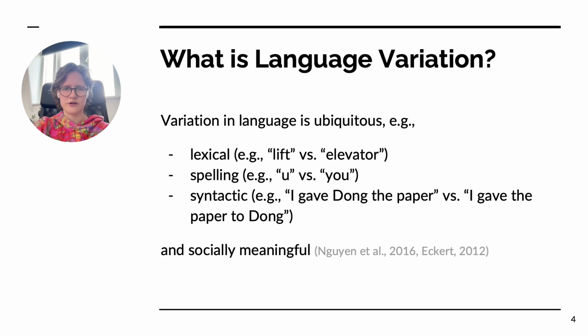Now first, what is language variation? Well, variation in language is ubiquitous. For example, it can be lexical, orthographic, or syntactic. And usually it is socially meaningful. So it can center around a specific region, social class, gender, and so on.